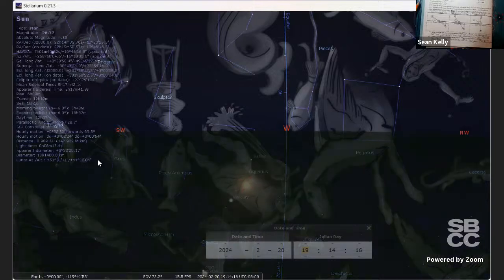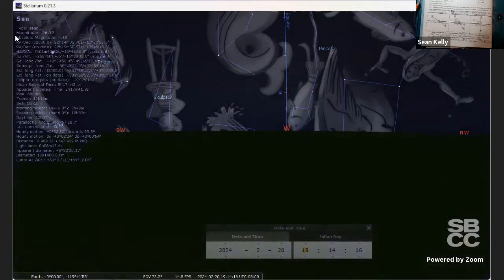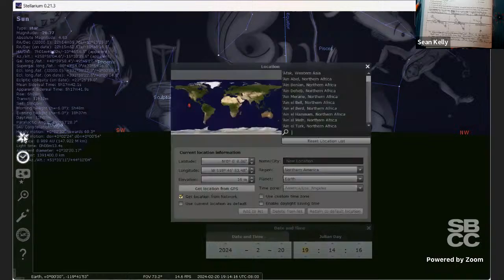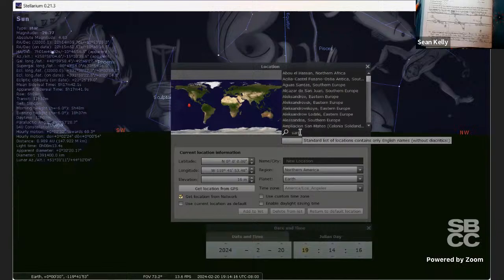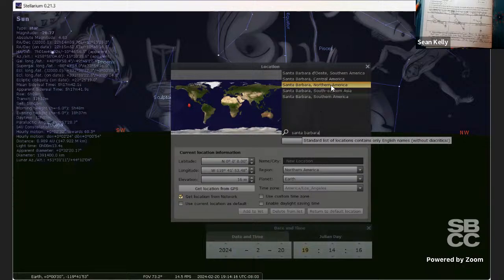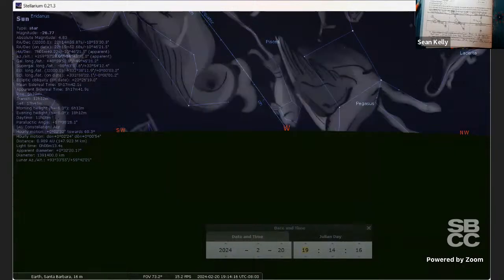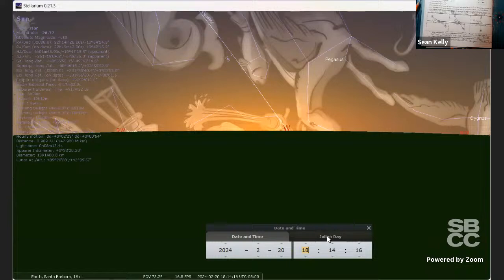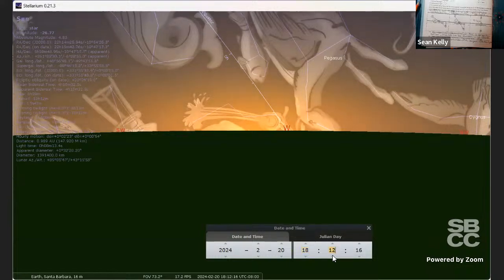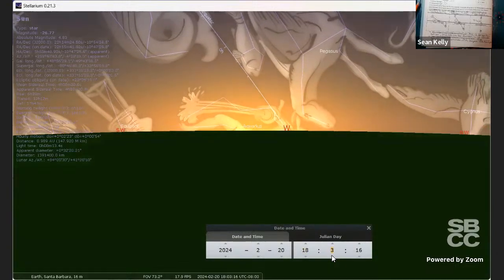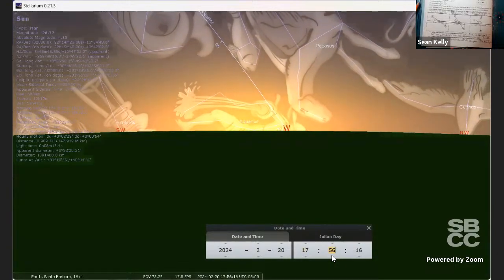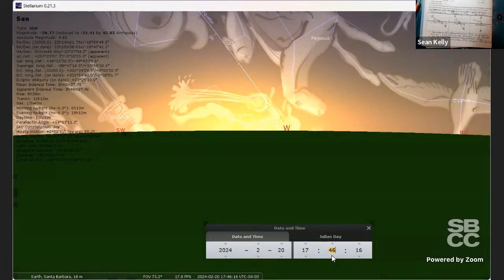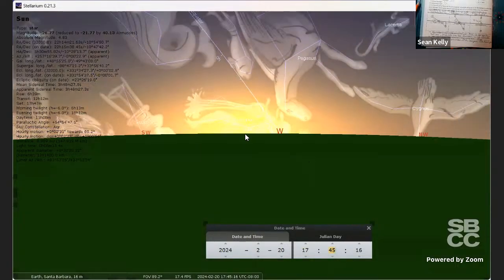Okay. So let's go to Santa Barbara. I go over here, location, and I'm going to go Santa Barbara. North America, that's us. Okay. And I'm going to back up just a little bit. Look at the altitude of the sun. It looks like I'm a little bit below. Here we go, getting closer. Okay, so the sun is on the horizon.